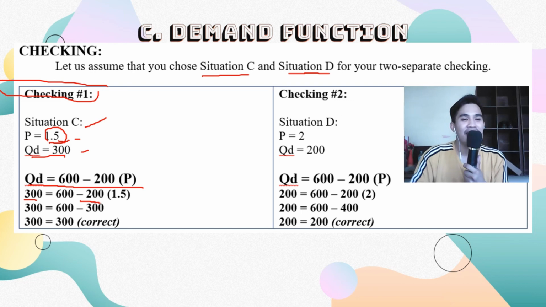So 300 is equal to 600 minus 200 times 1.5. So una tayo sa multiplication. So negative 200 times 1.5, the answer would be negative 300. So we have now 300 is equal to 600 minus 300. So 600 minus 300, that is 300.